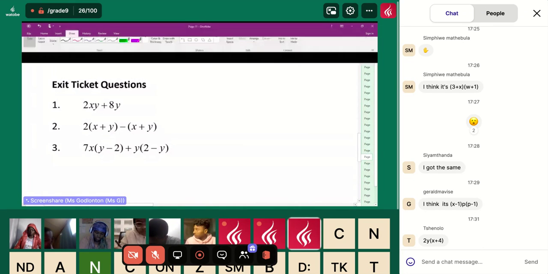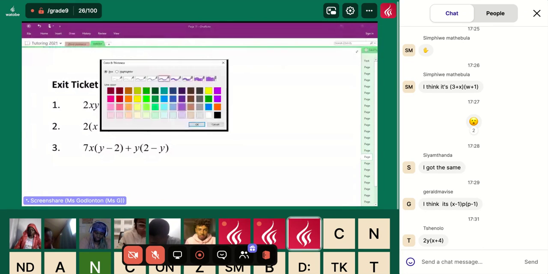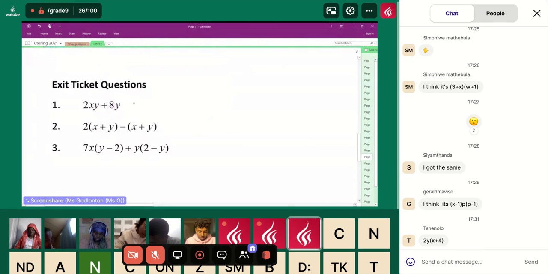Okay, I'm going to put the first answer on so you can see if you've gotten the first one right so far. I'm going to take out 2y and I'll be left with x plus 4. So that's our first question.